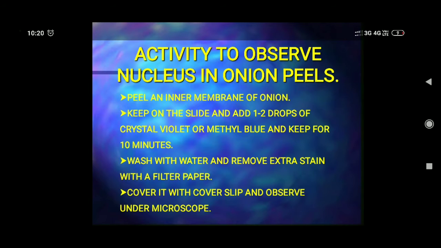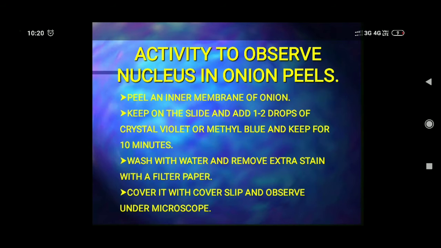Now let us see an activity, how to observe nucleus in the onion peel cells. As before, you know how to prepare the slide to observe the onion peel. You need to peel the inner membrane of the onion once again. Keep it on the slide, and now you have to add 1 or 2 drops of stain. Stain is a chemical substance which gives color to the different cell parts. So now you have to add 1 or 2 drops of crystal violet or methylene blue stain. If the stain is not available, you can also add red or blue ink.